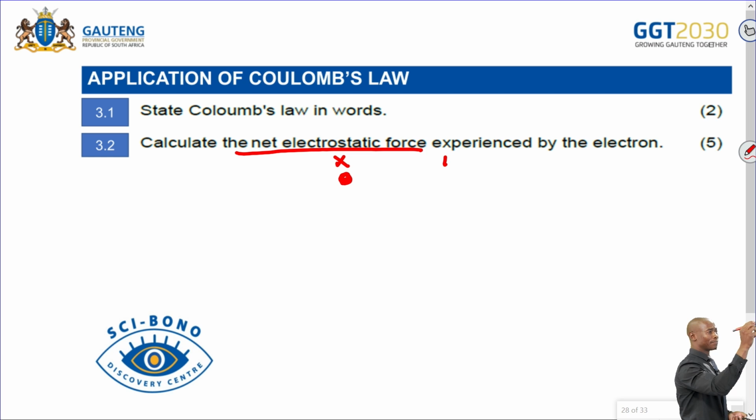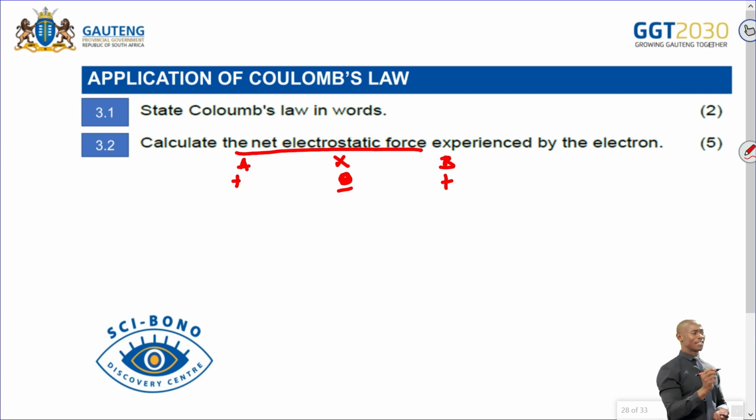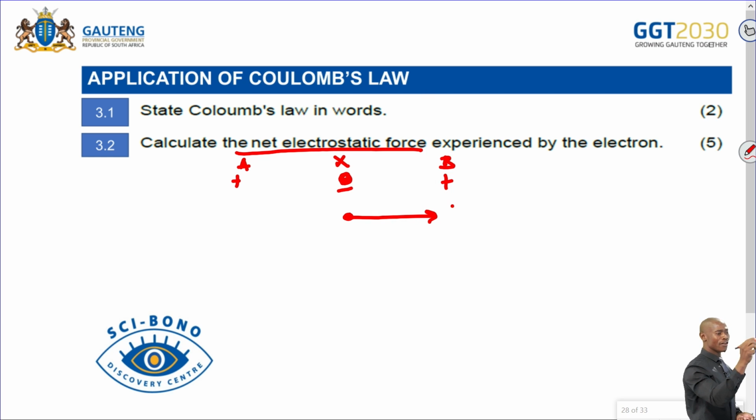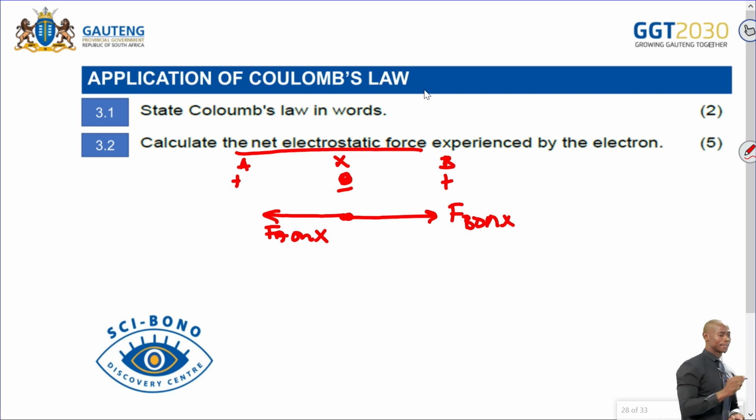This is X. There is B. There is A. B is positive. Also A is positive. And this is negative. So between X and B, there is a force of attraction. This is the force that B exerts on X. Between X and A, there is a force of attraction. So this is the force that A exerts on X. All right? Then you calculate the magnitude of each force, right?